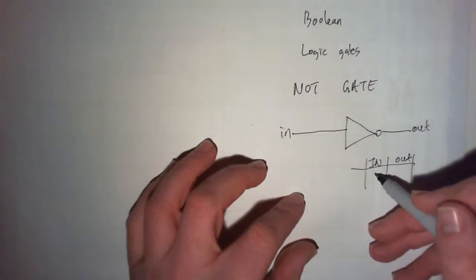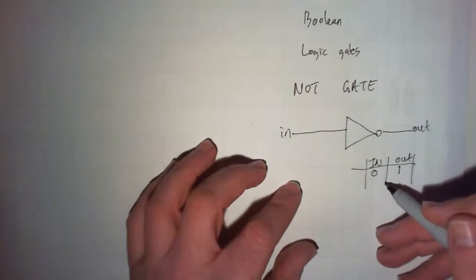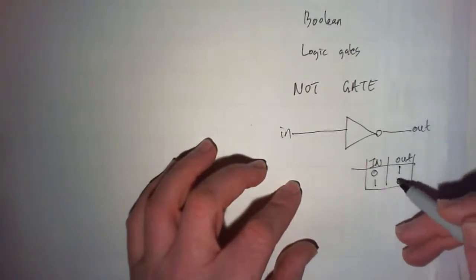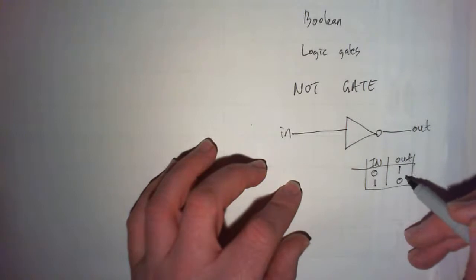If a 1 goes in, sorry, we'll start with zeros. If a 0 goes in, a 1 comes out. And if a 1 goes in, a 0 comes out. It's sometimes called an inverter. So it switches, okay? It switches what's going on. It gives you the opposite value, okay?